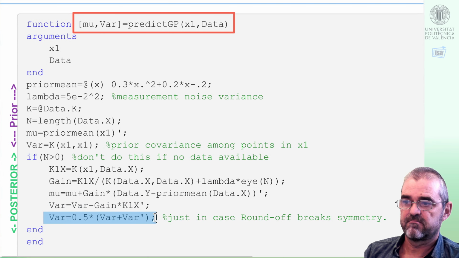And the last line is just in case some round-off error makes my variance non-symmetric, then I tweak it a bit to make sure it's symmetric, but that line has no conceptual statistical meaning.